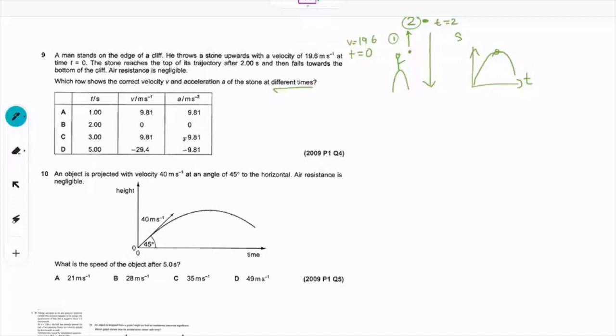Velocity and acceleration. B is confirmed wrong. How come the acceleration is zero? Acceleration is negative 9.81. But I thought at t equals 2, it's at its maximum point, right? If I plot an ST graph, at the maximum point the gradient is zero, then velocity is zero, and if velocity is zero, acceleration is zero.